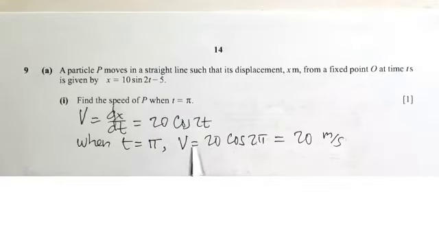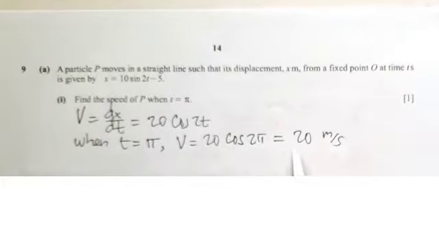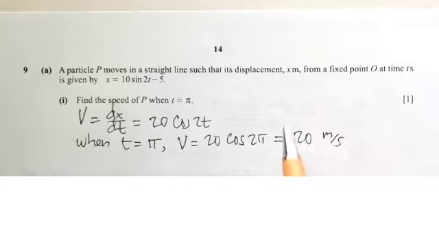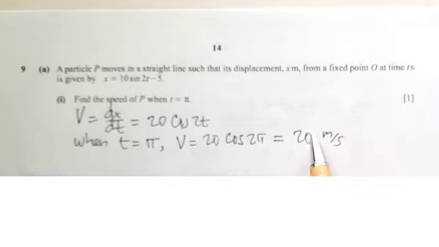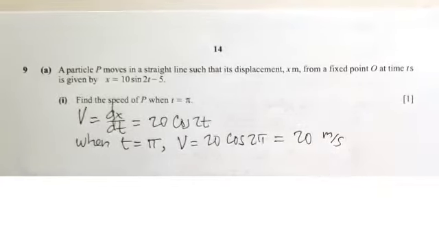When time equals π, velocity equals 20 times cos 2π, and cos 2π is 1, thus 20 times 1, that is 20. Thus the speed equals 20 meters per second.